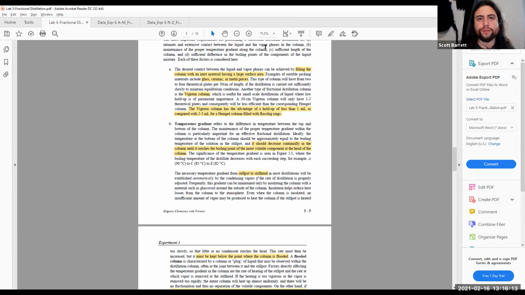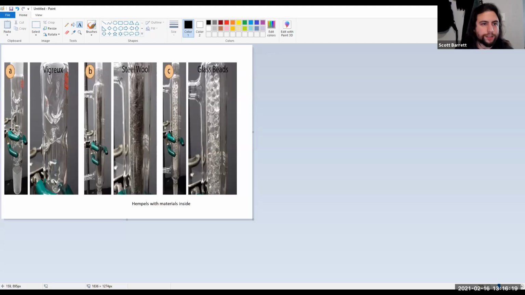So let me switch my screen over here for a second. All right, so this one on the left is the Vigreux column. As you can see here, it actually has its own indentations within the column itself instead of being like the Hempel. The two on the right you see here are Hempel columns. You can run water through them in order to disperse the heat throughout it. And as you see in the Hempel, it is filled with steel wool or commonly glass beads or Raschig rings.